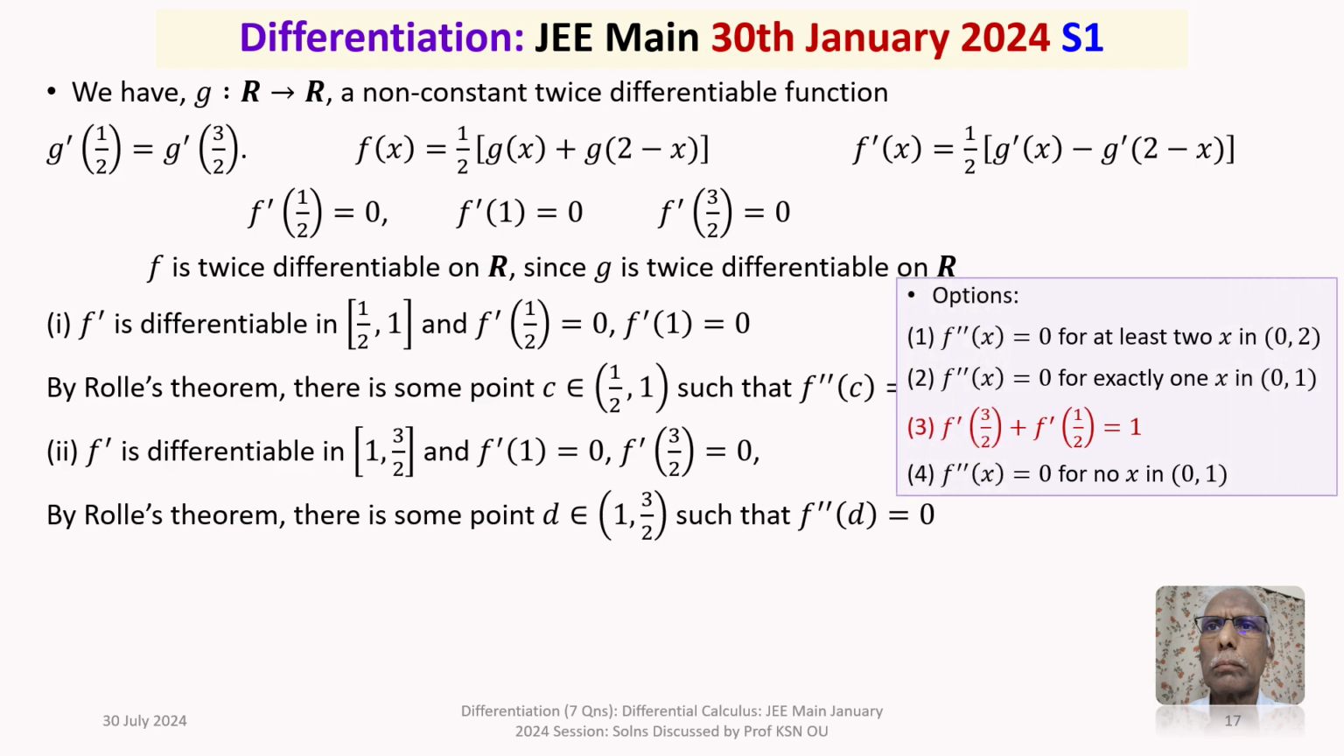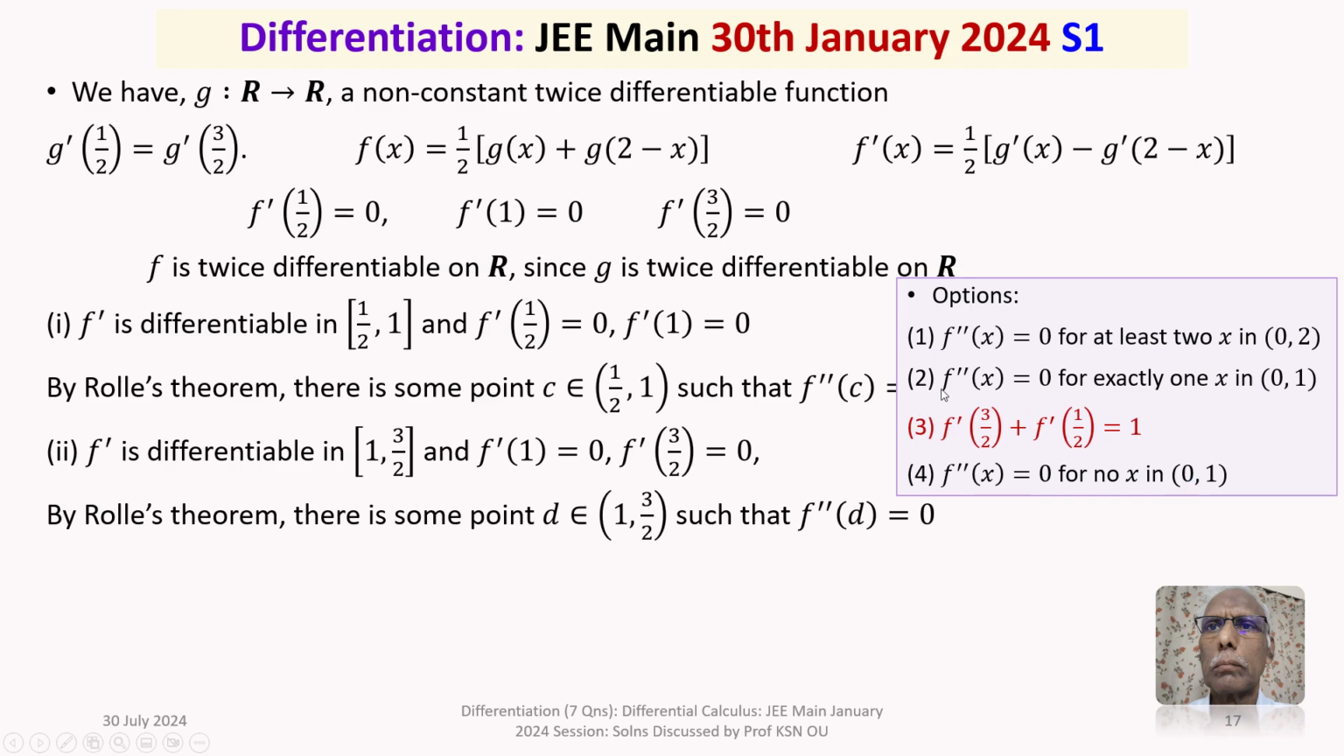the options. So the first option we talk about is the fourth option, that is, f double prime x is 0 for no x in 0 to 1. For some c in the open interval 1/2 to 1, f double prime c is 0. That means c belongs to the open interval 0 to 1 also. So at c it vanishes. So this option 4 is not true. Agreed.